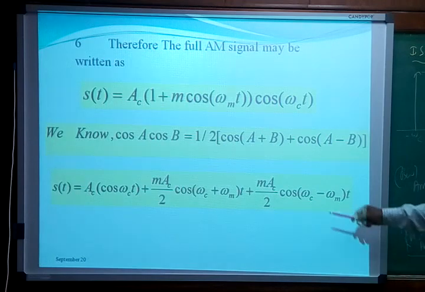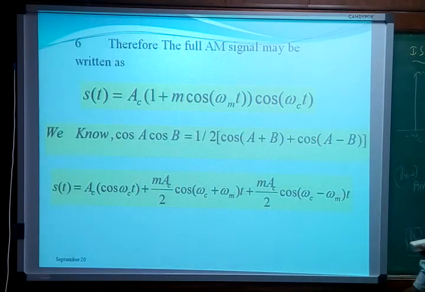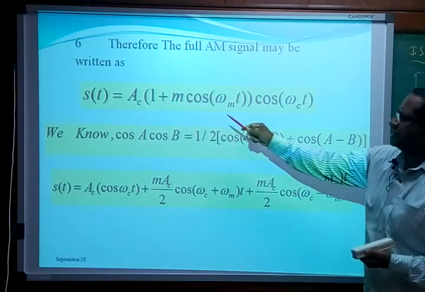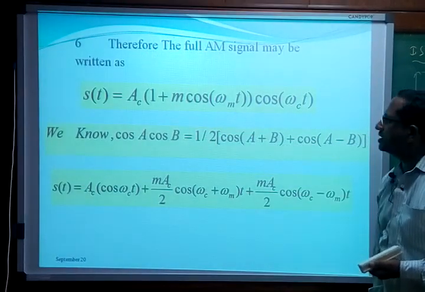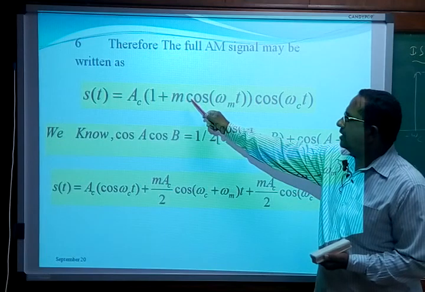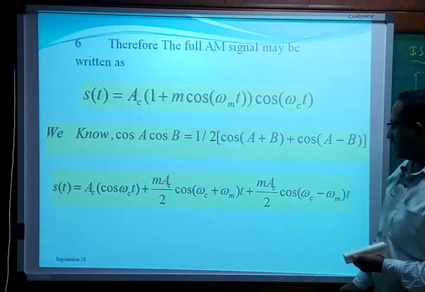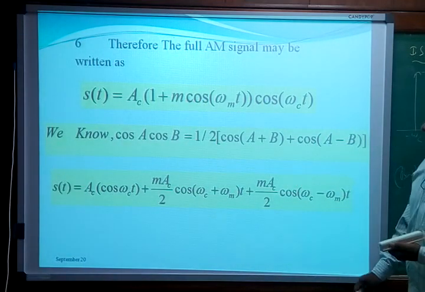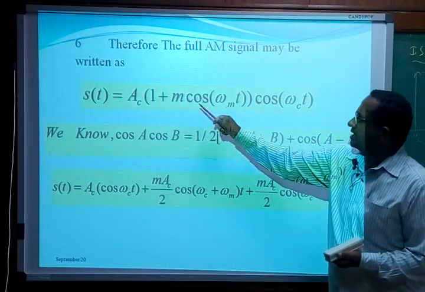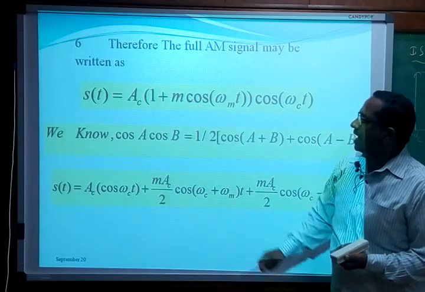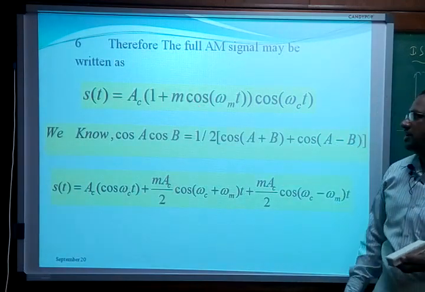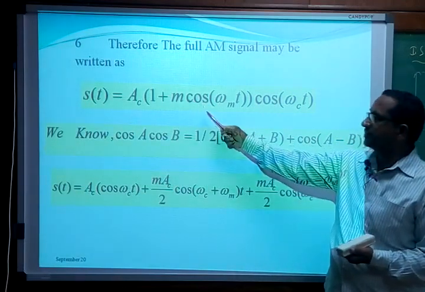So this is what I have written over here, the complete equation which we have got. Actually he has to write AM over here, but that is missing. But anyway, this is going to be AC, and the message signal he has written as M into AC. Okay, fine then. He has directly substituted this.